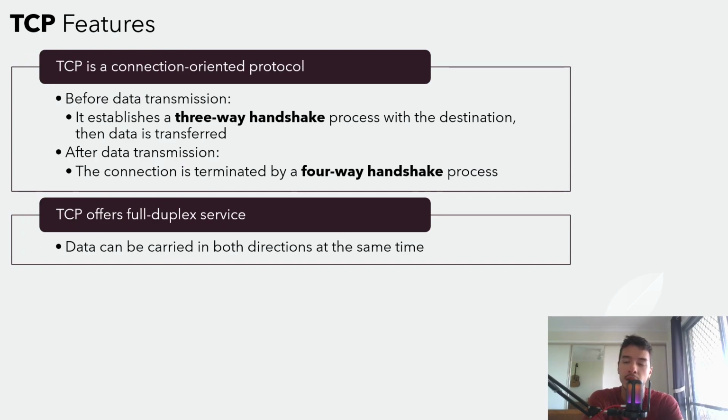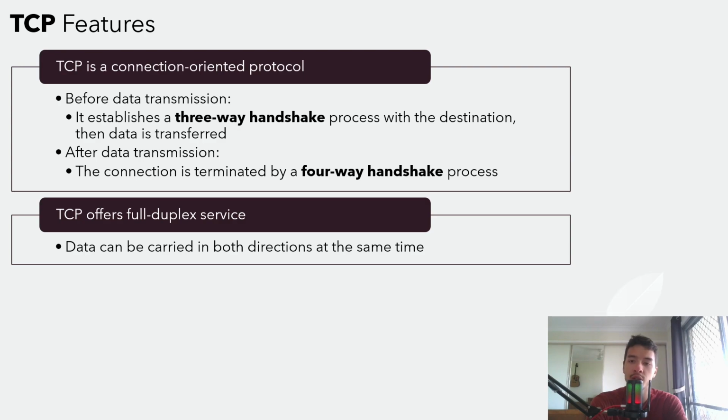So TCP is a connection-oriented protocol. Before data transmits, there's a three-way handshake. This is the handshake thing, we'll get into it, but you need to establish a connection to make it part of this connection-oriented protocol. So the process with the destination comes first, then the data is transferred, so you need to establish the handshake first.